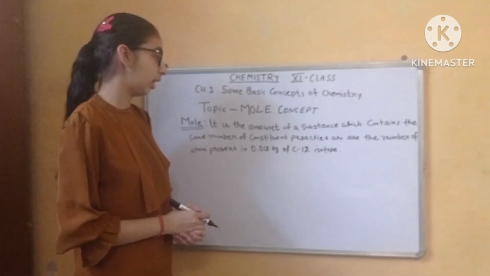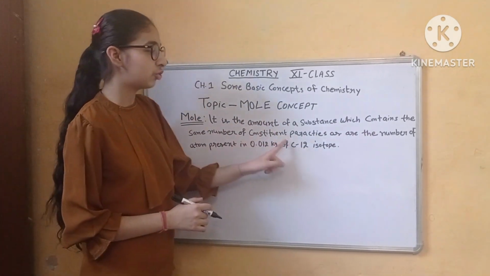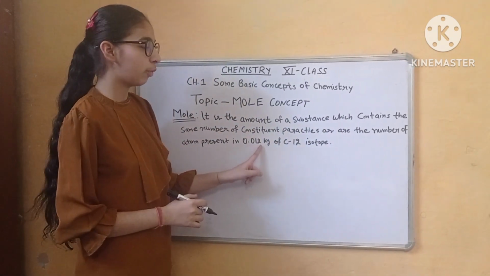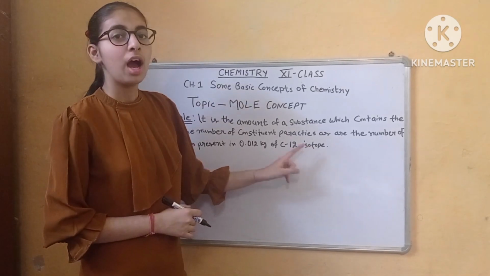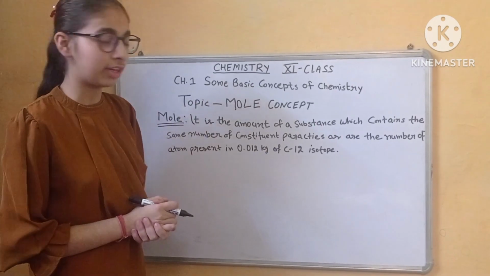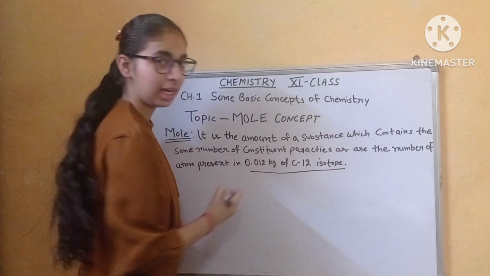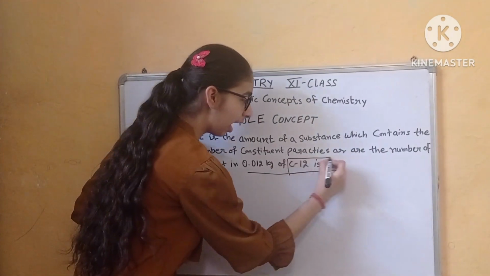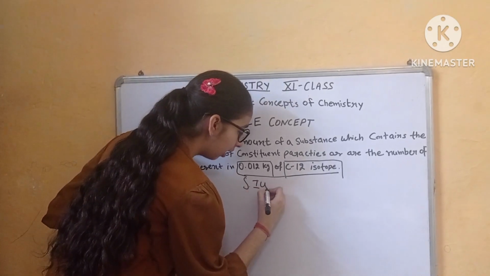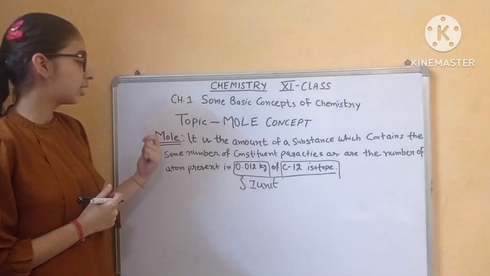First of all, what is mole? It is the amount of a substance which contains the same number of constituent particles as the number of atoms present in 0.012 kg of carbon-12 isotope. According to IUPAC, this is the standard we use as a reference. This is important: carbon-12 isotope, 0.012 kg in SI unit. According to this reference only we use the mole concept.